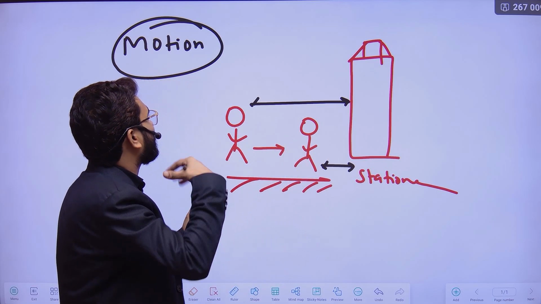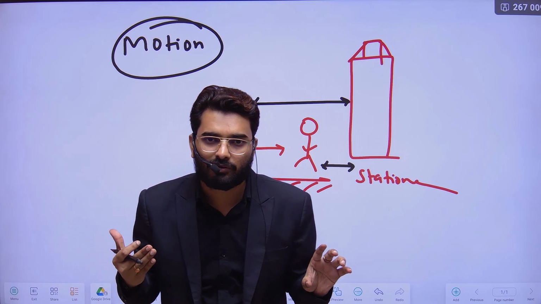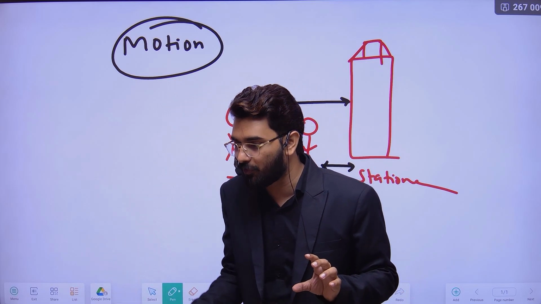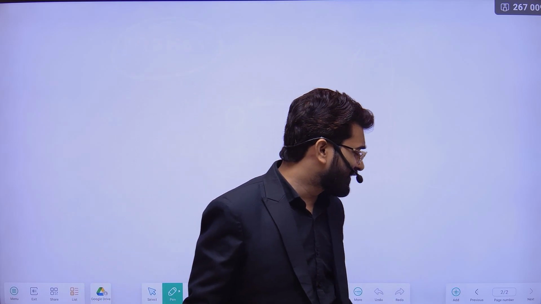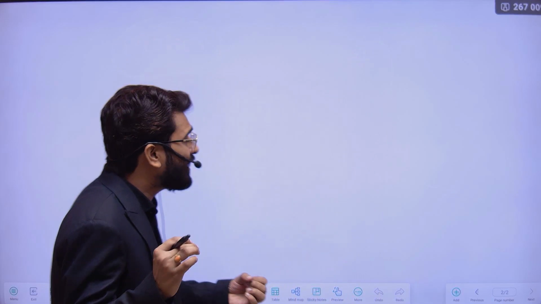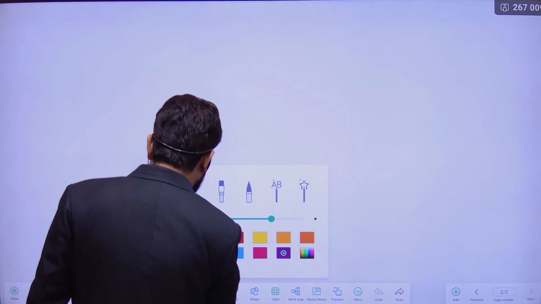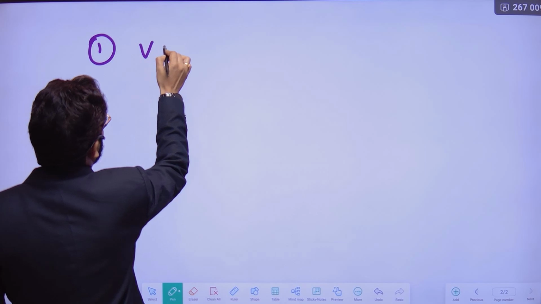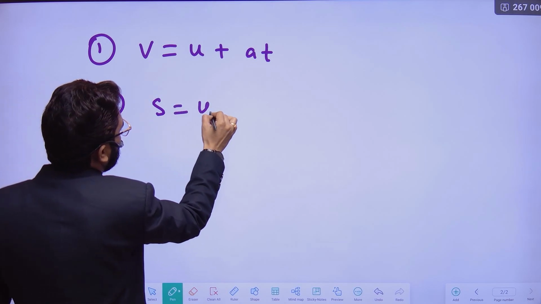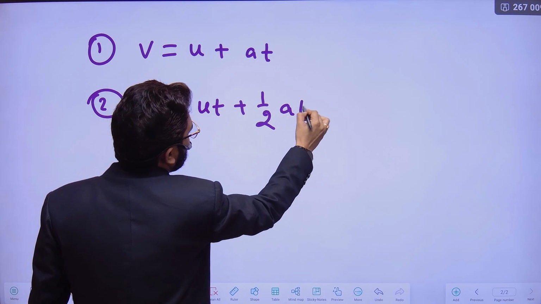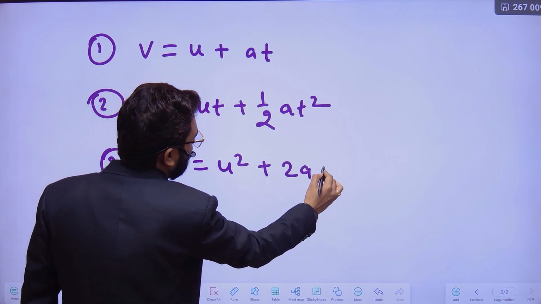So basically, when we describe anything, we need to know about the equations of motion. If you don't know how to apply equations of motion, then first of all we should learn about them. Basically, we have three equations of motion in physics. The first one, I think you know very well, but again I revise it: v is equal to u plus at. Second, s is equal to ut plus half at square. And third one, v square is equal to u square plus 2as.